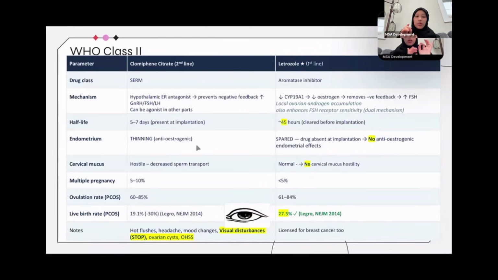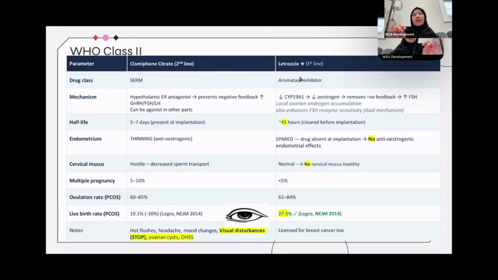Okay. Now, one important side effect of clomiphene citrate, which is why we prefer letrozole, is that it can cause things like hot flushes, headache, and mood changes, which can happen with letrozole as well. But visual disturbances can happen with clomiphene citrate, affecting the eye. So you have to stop the drug if that happens. There's also something called too much ovarian stimulation, called ovarian hyperstimulation syndrome, that is more likely to happen with clomiphene citrate. Remember the shorter name, letrozole, aromatase. Anything with ozole is an aromatase inhibitor. Just remember that from now.